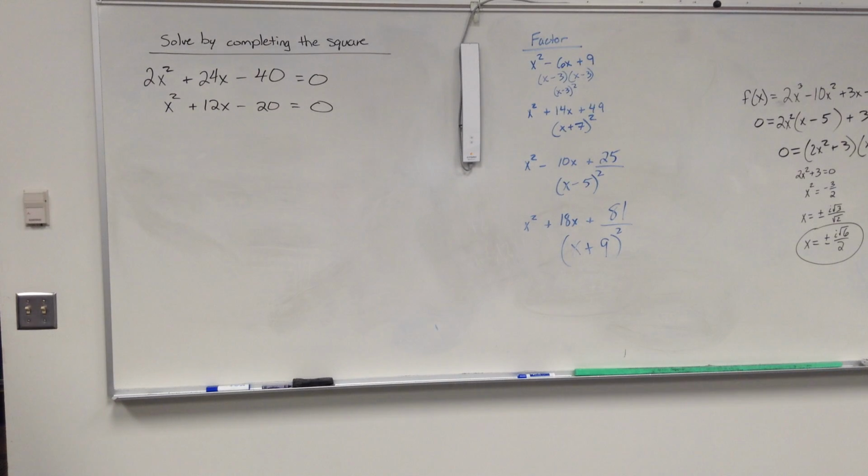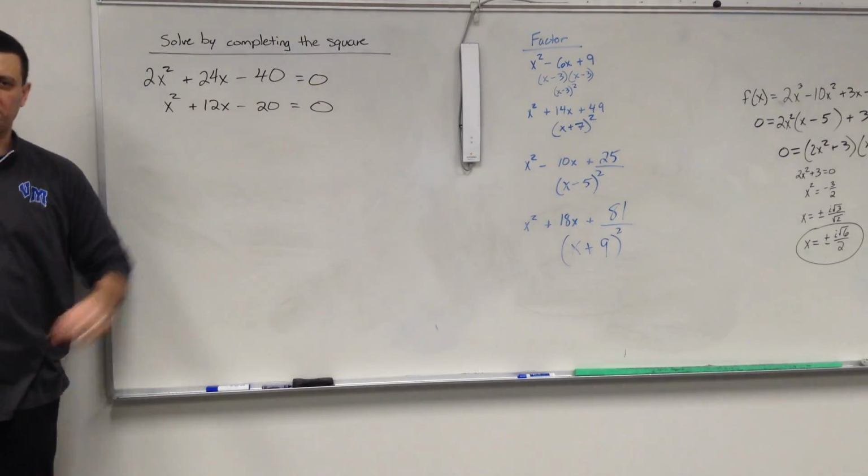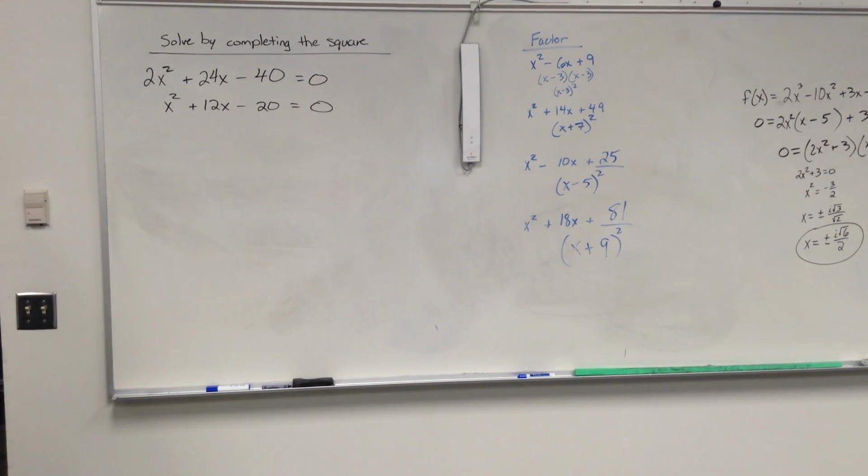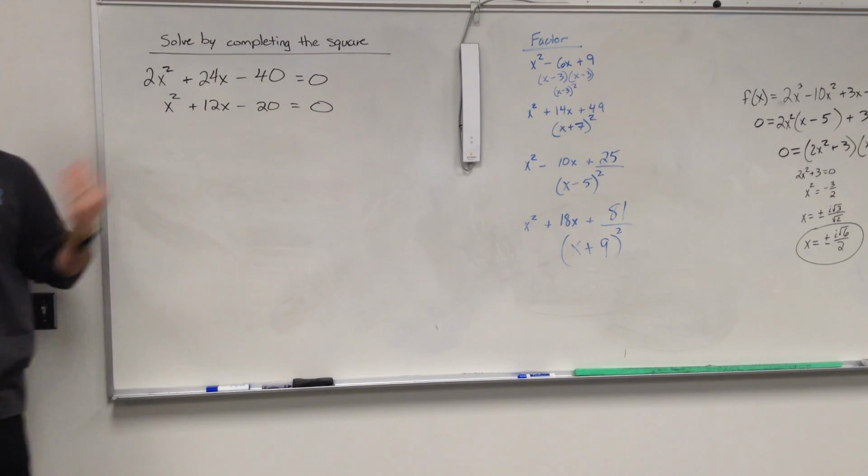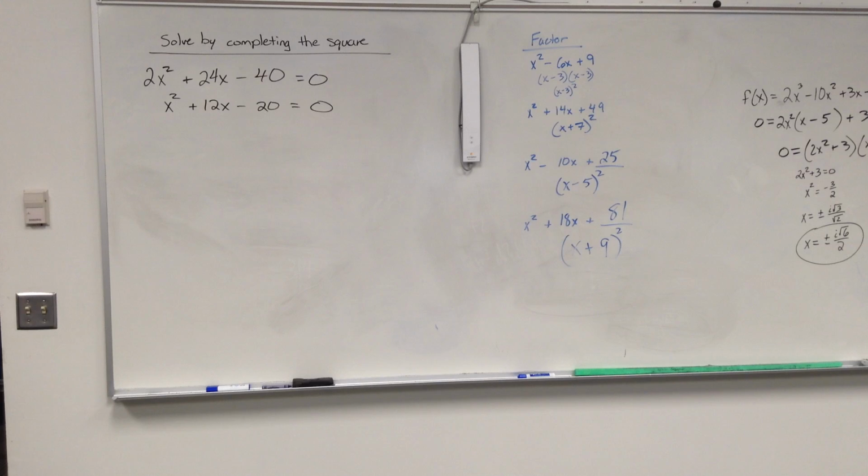The process of completing the square is essentially making it so you have a perfect square trinomial on one side of the equal sign. Right now I do not have a perfect square trinomial. This negative 20 back here is not the correct number. If that negative 20 was a different number, then I would have a perfect square trinomial on the left side, but right now it's not.